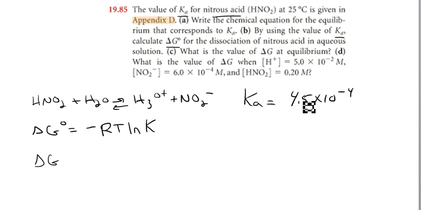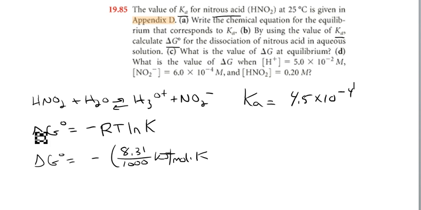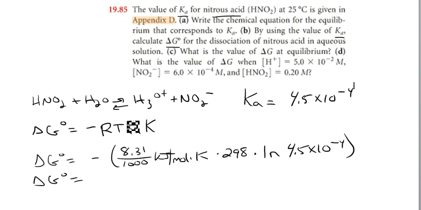So delta G standard would be negative 8.31 divided by 1,000 kilojoules per mole times Kelvin, times the temperature, 298 Kelvin, times the natural log of 4.5 times 10 to the negative fourth. And so our delta G standard is equal to 19.1 kilojoules.